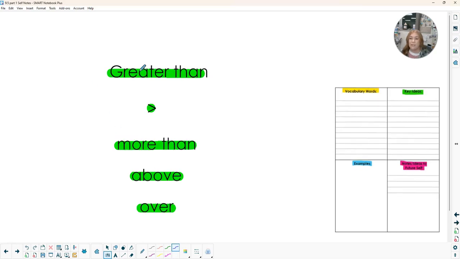Our next symbol is greater than. So as you read it, you come to the big side first. This side is greater than this side. So it's pointing to the little one. This side is greater than this one. Some words you might hear to represent that are it's more than, it's above it, it's over it. All of those are saying that it's greater than the other value. So those are ones we are pretty familiar with.